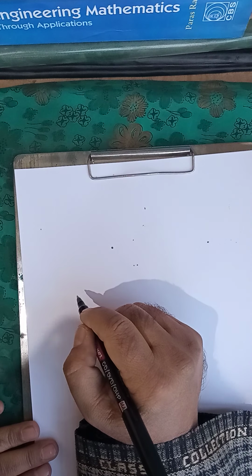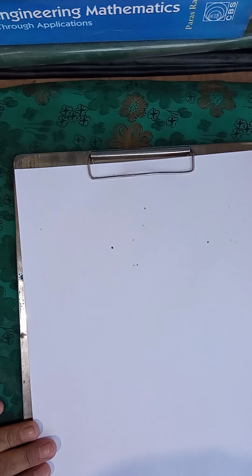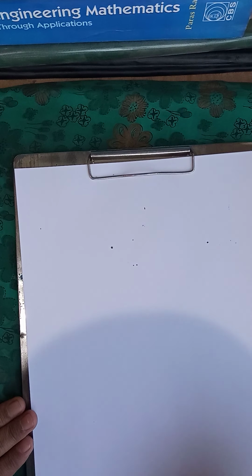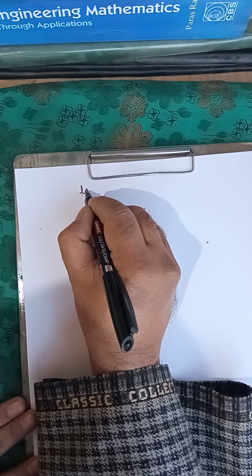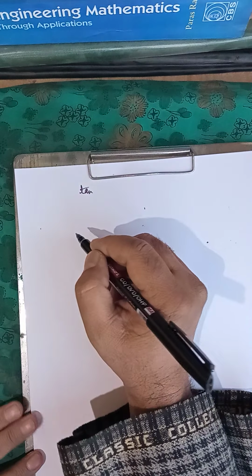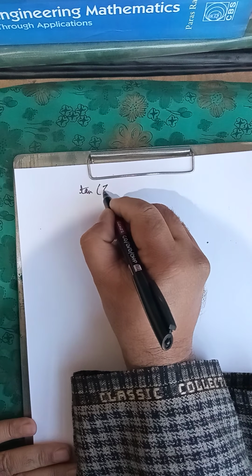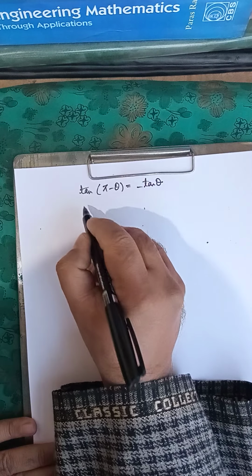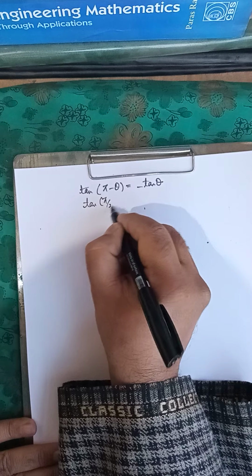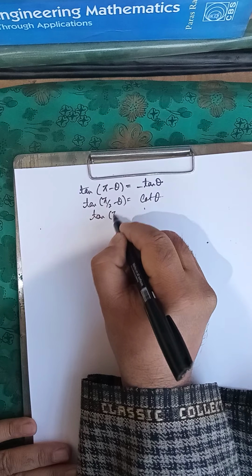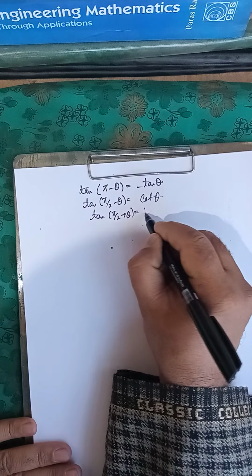Let me first see a few prerequisites which I need. You know, tangent of pi minus theta, what is that? It is minus tan theta. Tangent of 90 minus theta, it is cot theta, but tangent of 90 plus theta, it is minus cot theta.